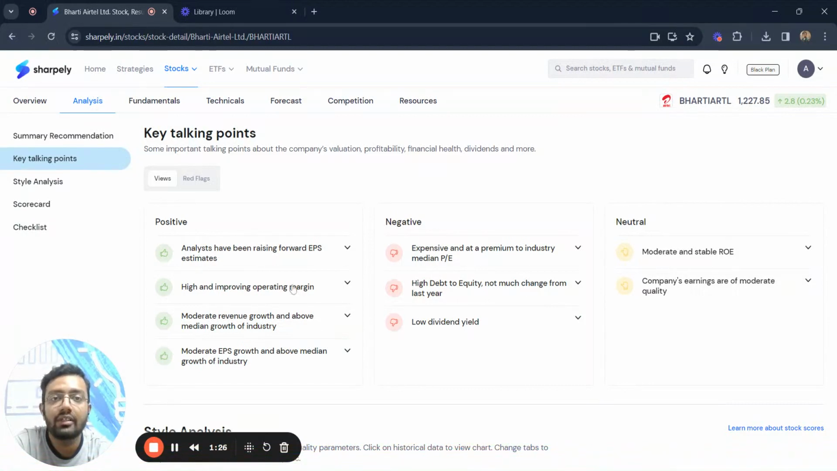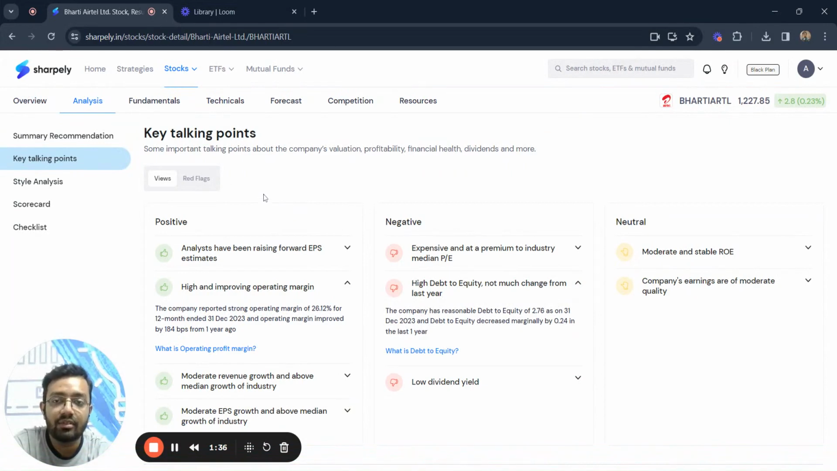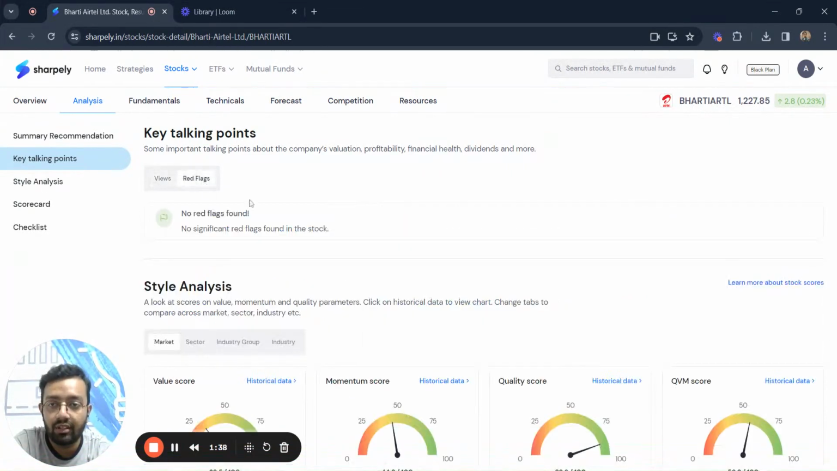If you want to learn more about it, simply click on it and you will be given some detail about this point. Same goes for the negative points. If there are any red flags in the business, they will be shown here. Now, as Bharti Airtel is a very reputed business, no red flags as of now.